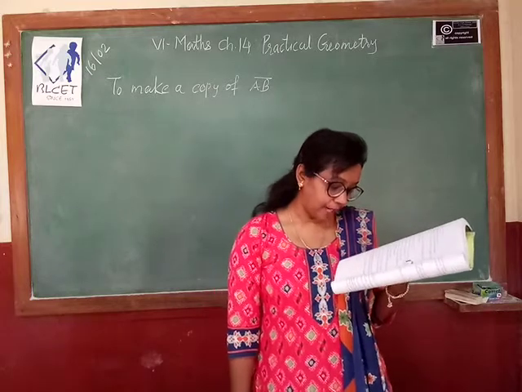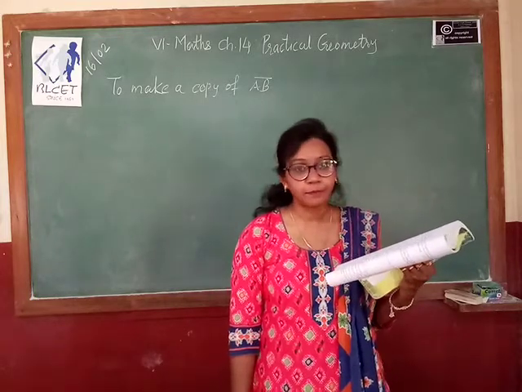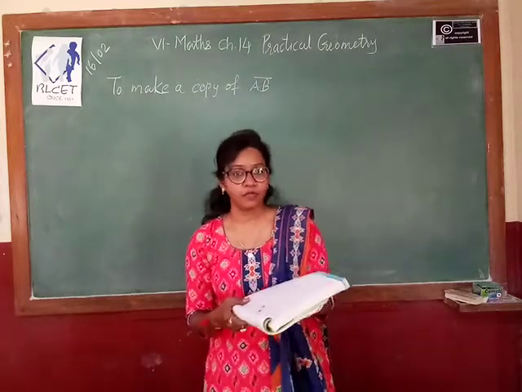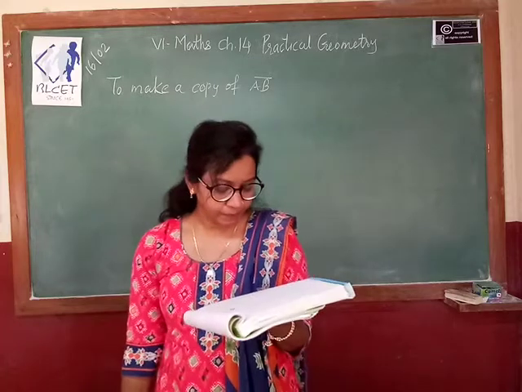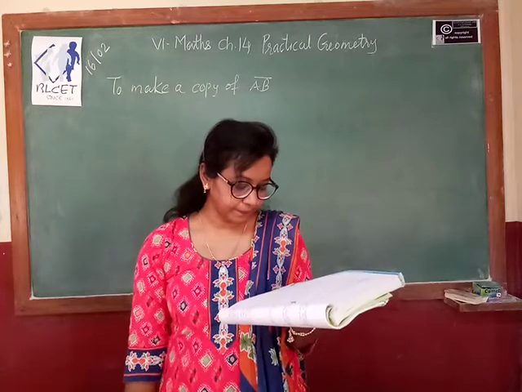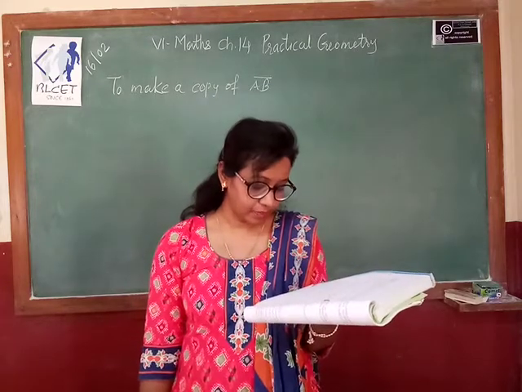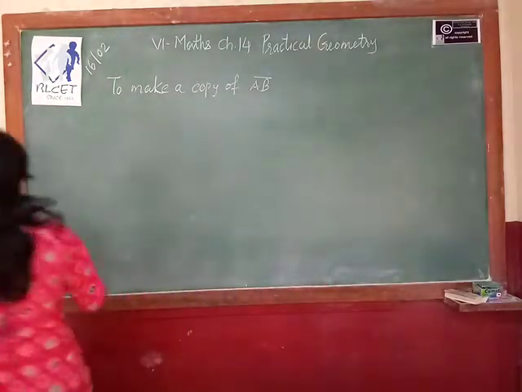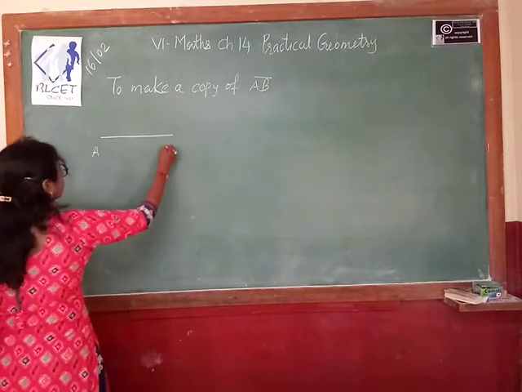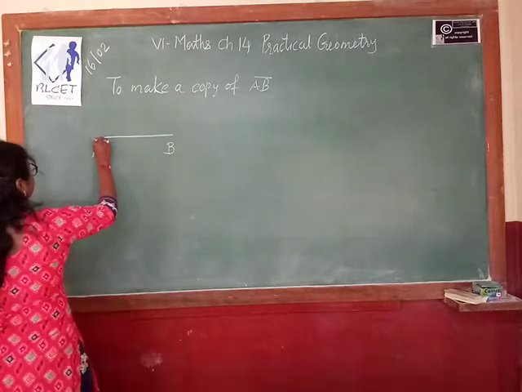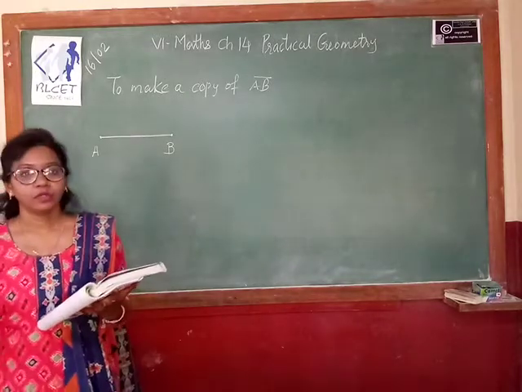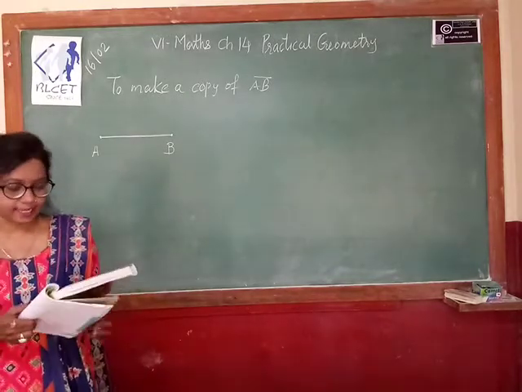And a better approach would be to use ruler and compasses for making this construction. Here we are doing the construction, so obviously we have to use the geometrical apparatus. So the question is to make a copy of line segment AB. What is your first step? Given line segment AB whose length is not known. We don't know the length of this line segment AB, yet we have to draw the exact copy of it.